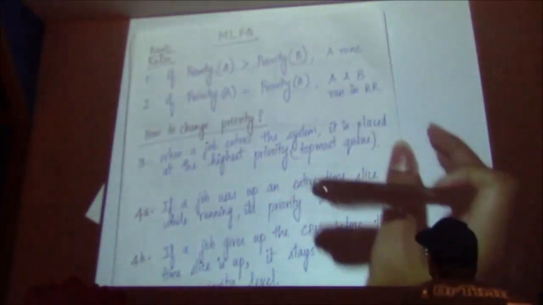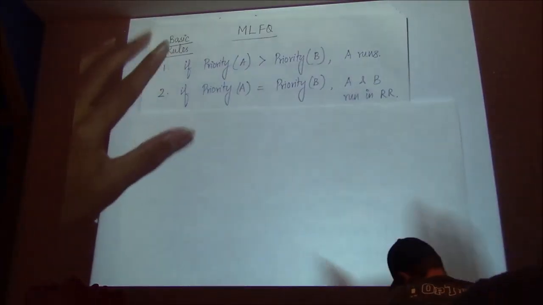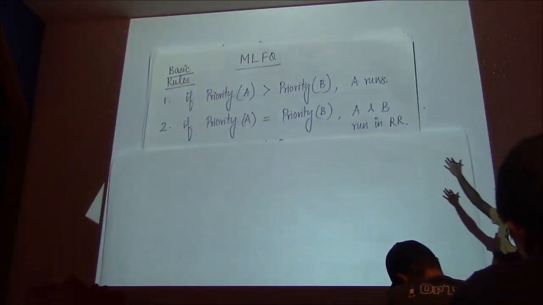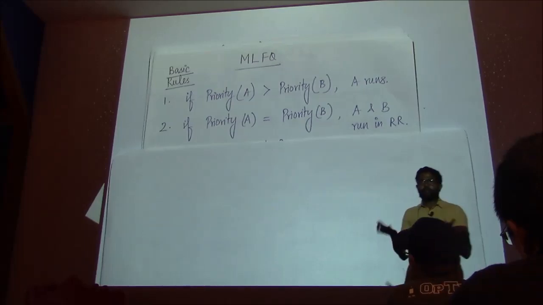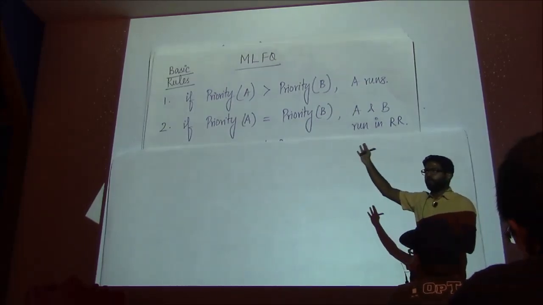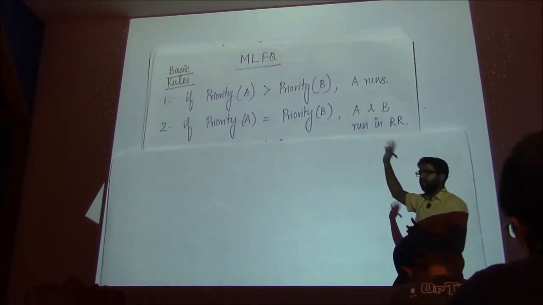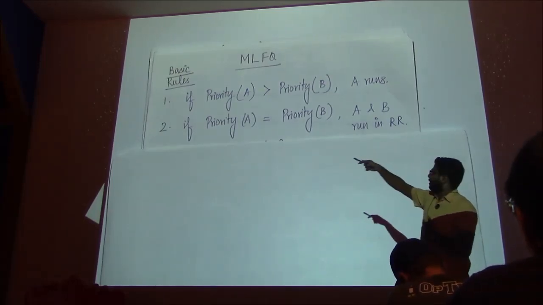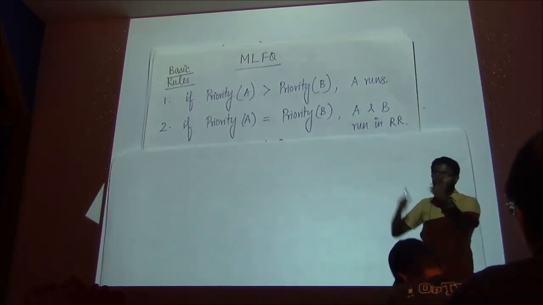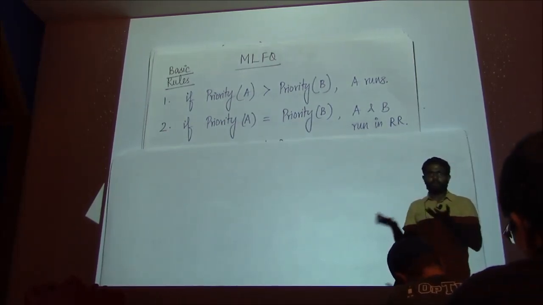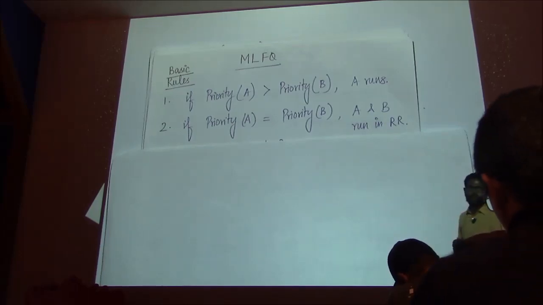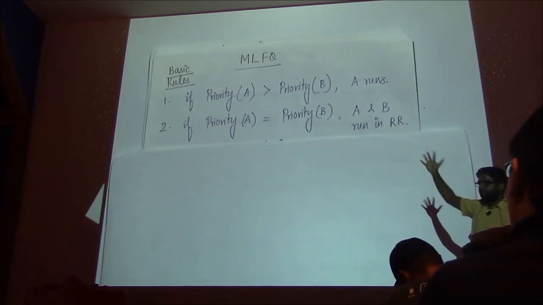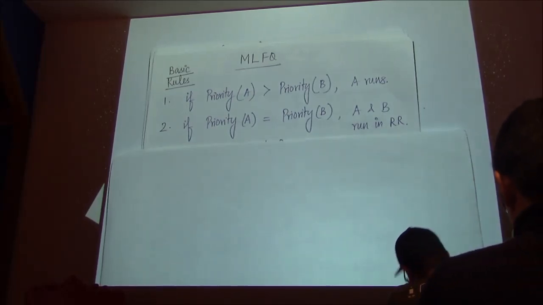So let's just look at the first two rules, and not worry about everything else. These are the two basic rules that we have in a multi-level feedback queue. The first says if the priority of job A is greater than the priority of job B, then A should run, and B should not run at that time. The second basic rule says if the priority of A is equal to the priority of B, the two jobs have the same priority, then run both of them in round robin fashion. These are the basic rules that we are starting with.